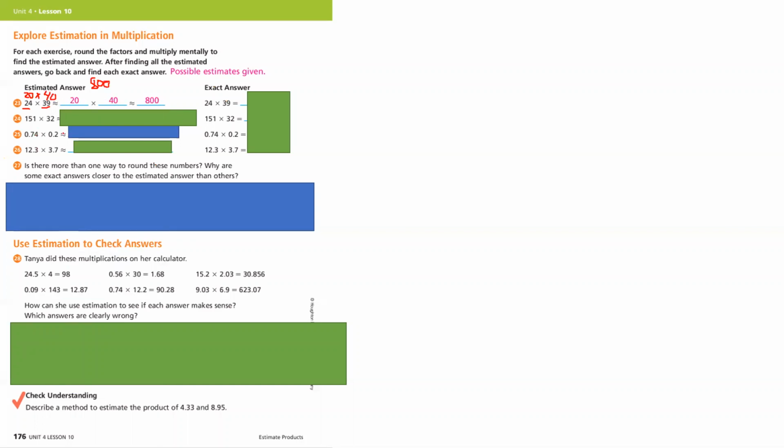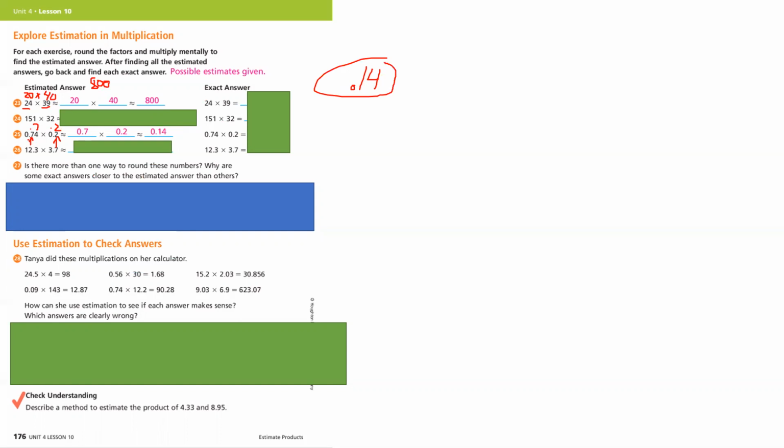What about here? Well, there's a couple different ways you could do it. I would suggest rounding each to the nearest tens place. So this would be 0.7. This would be 0.2. And 0.7 times 0.2 would be, well, you ignore the decimal. 7 times 2 is 14, right? Let me write it over here. 7 times 2 is 14. And then you have to bring the decimal back. Well, there's one number after the decimal, and one number after the decimal. So bring them both back, and it would be 0.14.